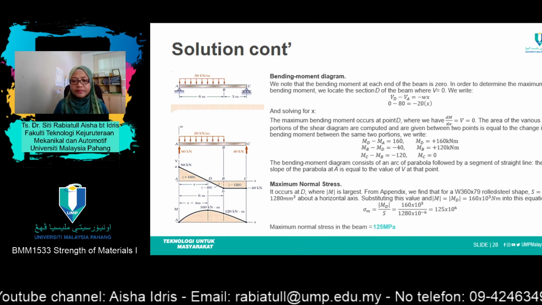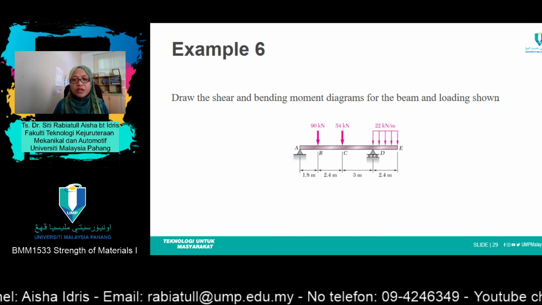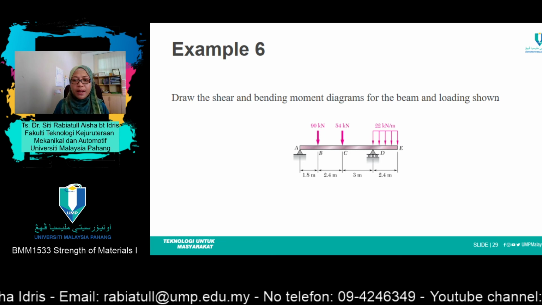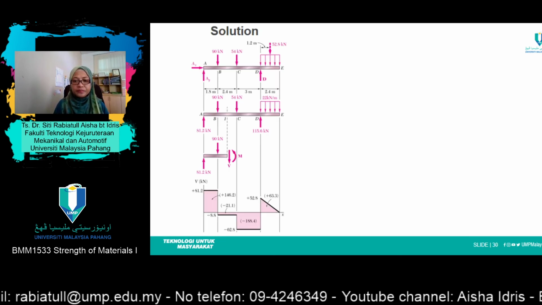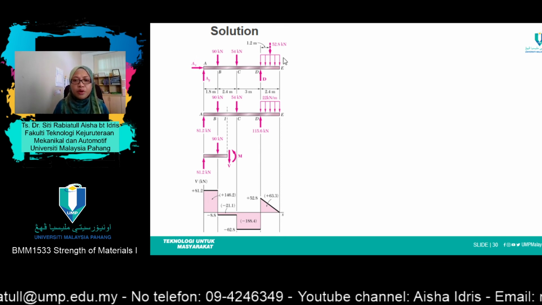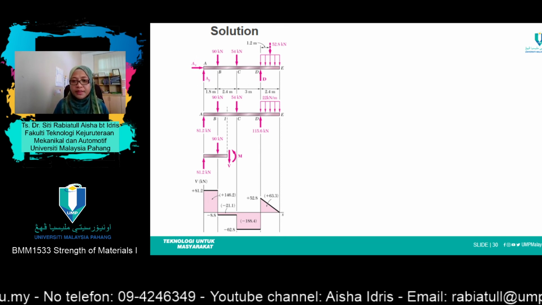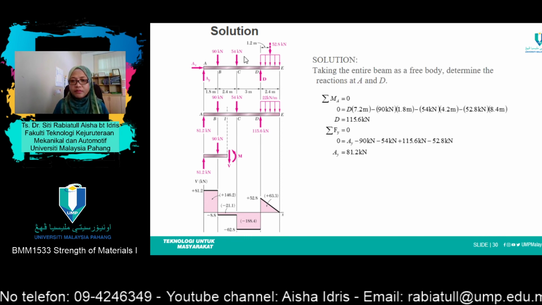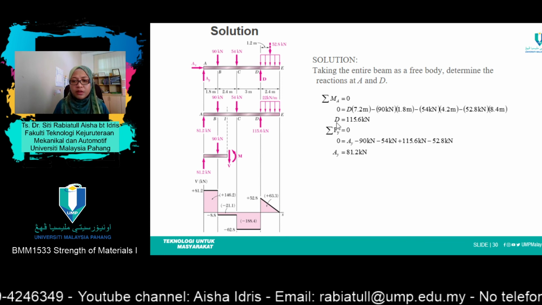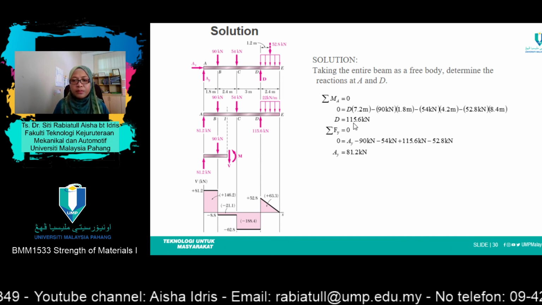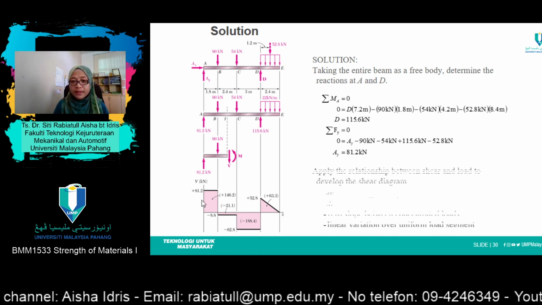Alright, MPa. Last example, alright, draw the shear and bending moment diagram for the beam and loading shown. Same steps, you need to draw free body diagram in order to find the value of AY and also D. Okay, you'll get the value of D 115.6 and A 81.2 kilonewton.